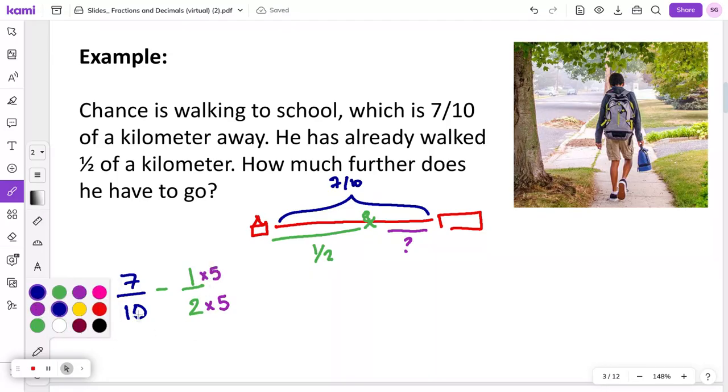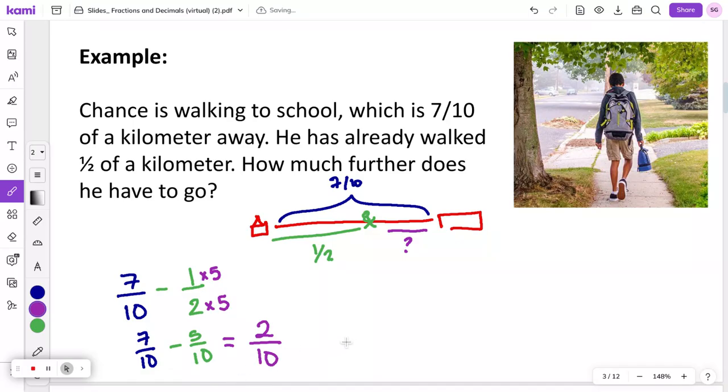When I do that, 7/10 is not going to change. I keep that one the same. But now my 1/2 there is going to change to 5/10. I'm allowed to do that because 1/2 and 5/10, those are the exact same amount, but now the denominator is the same, which lets me subtract. When I go to subtract 7/10 minus 5/10, I do 7 minus 5, that gives me 2. And then my denominator, that 10, stays the same. So we get 7/10 minus 5/10 equals 2/10.